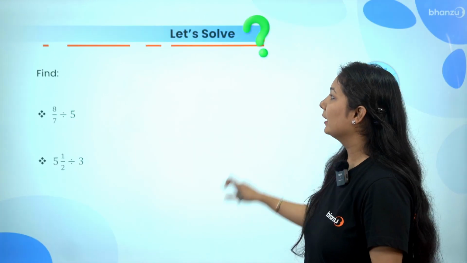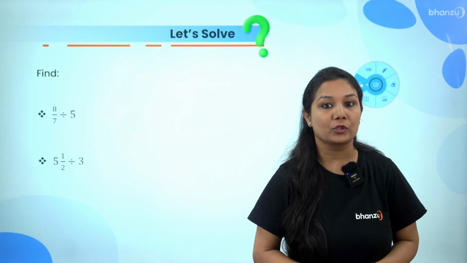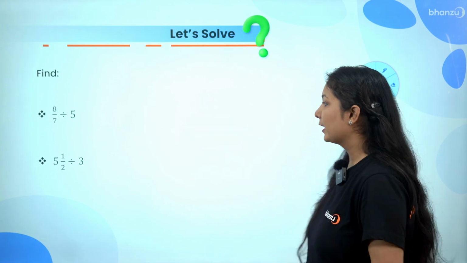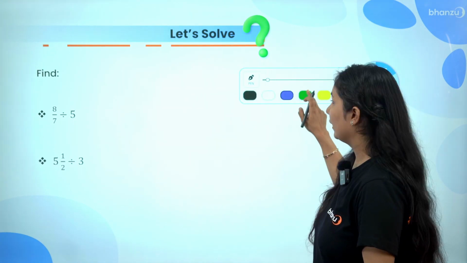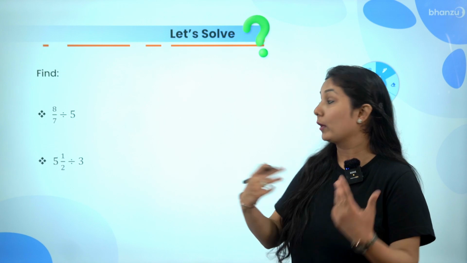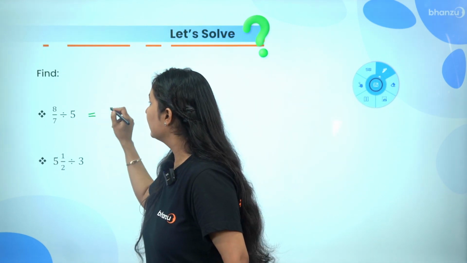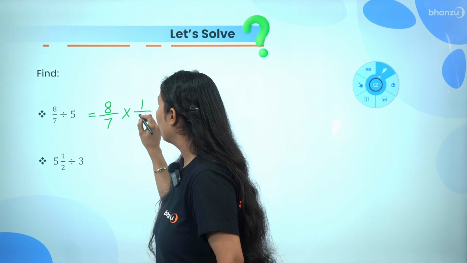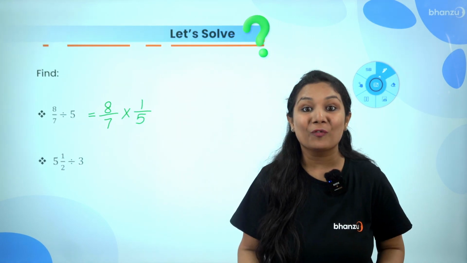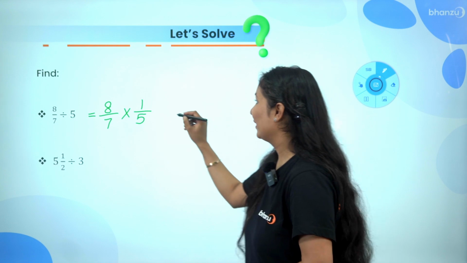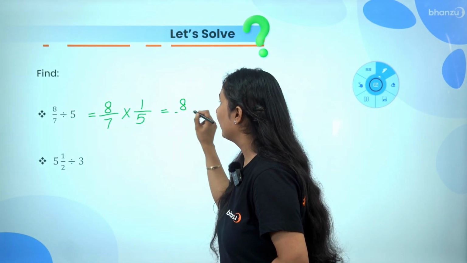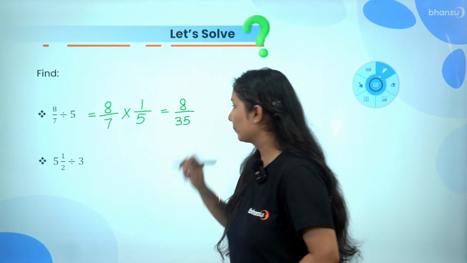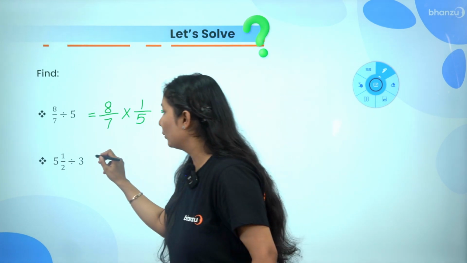So now let's move ahead and do 2 practice questions. 8 upon 7 divided by 5 and 5 1/2 divided by 3. So what happens over here? We can see it's 8 upon 7, division becomes multiplication, it will be 1 upon 5. Reciprocal of 5 is 1 upon 5. So over here it's 8 by 35. Right? Let's see the next one.